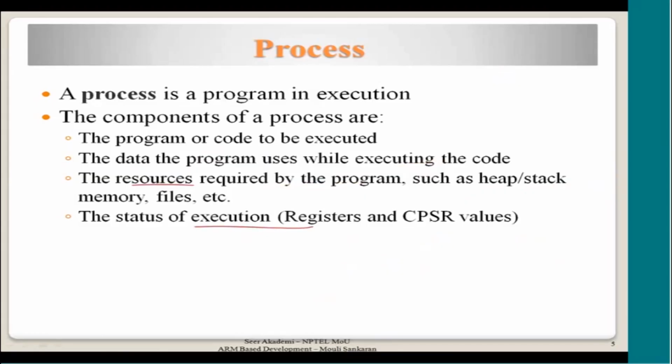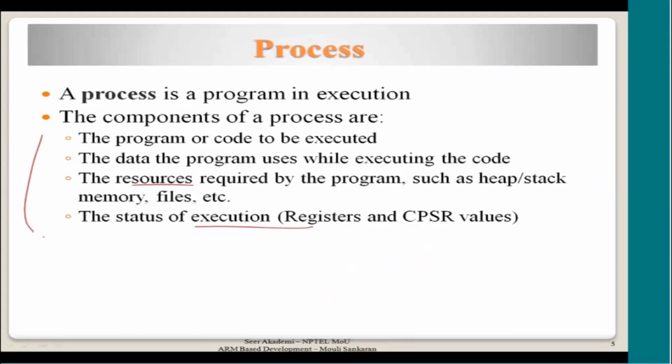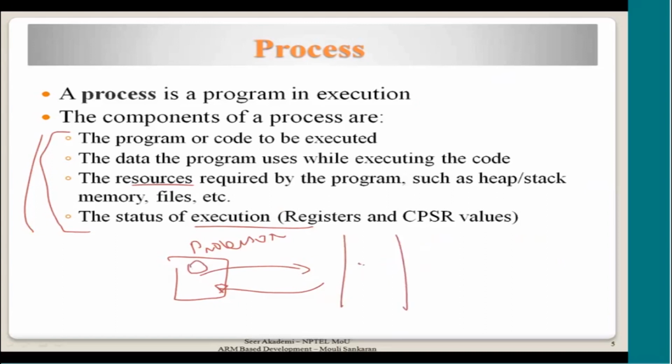And the status of execution is maintained in the registers and the CPSR values. So when a process needs to be moved out of the processor and a new process has to come into the processor for execution, because I am talking about only a single processor, then all these things happen. But don't think that every time the whole code comes and sits in the processor. No, the code resides in the memory and is accessed whenever needed. Similarly, data also resides in the memory, and whenever it is needed, some data is accessed and something is written back.